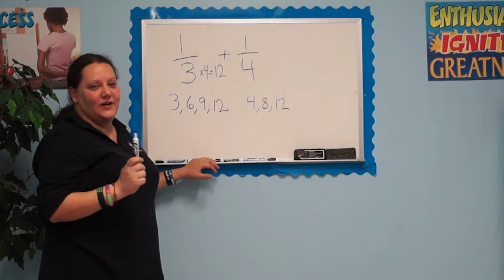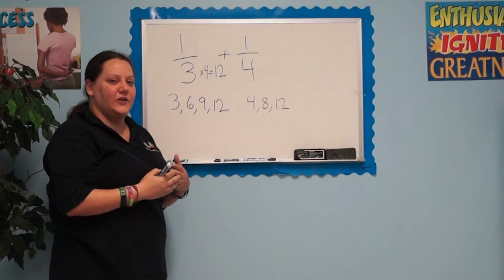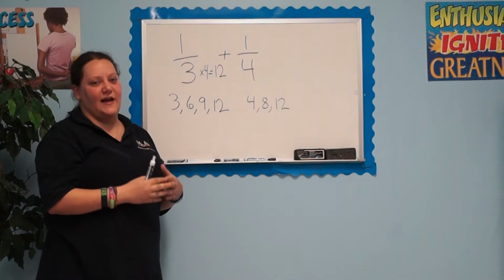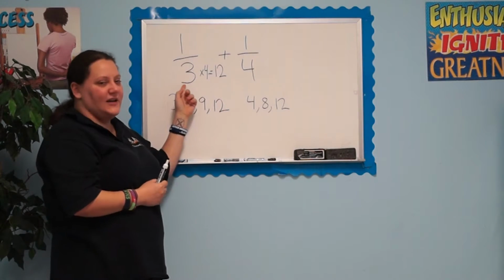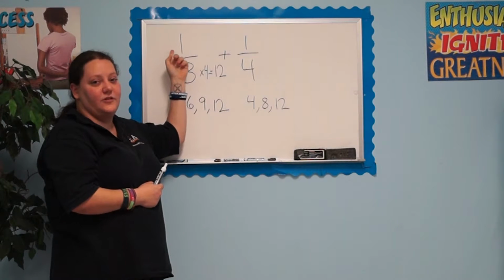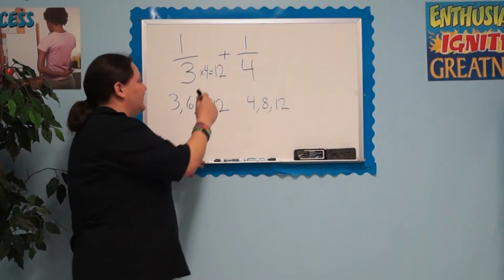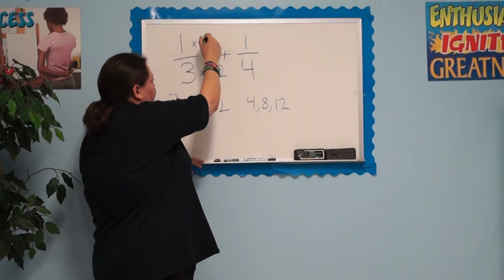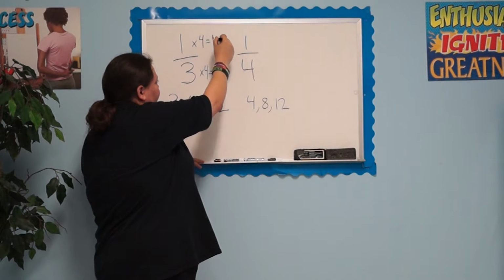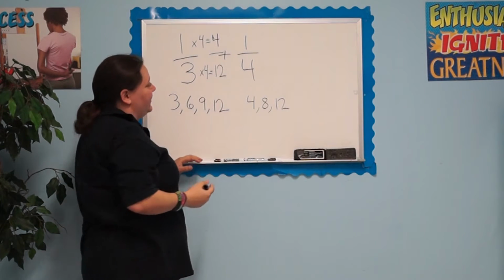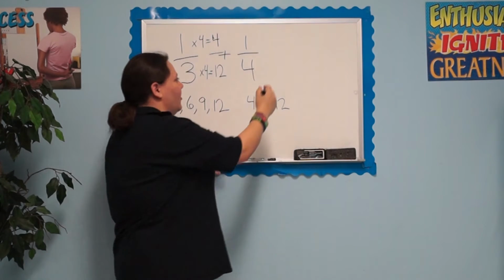Now, what's very important is we can always manipulate the fractions, but we can't change their value. So if we're changing the denominator, we also have to change the numerator. We do that by multiplying by 4 as well. So now this fraction became 4/12.